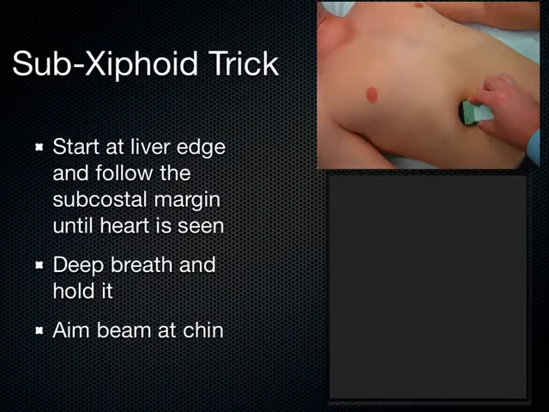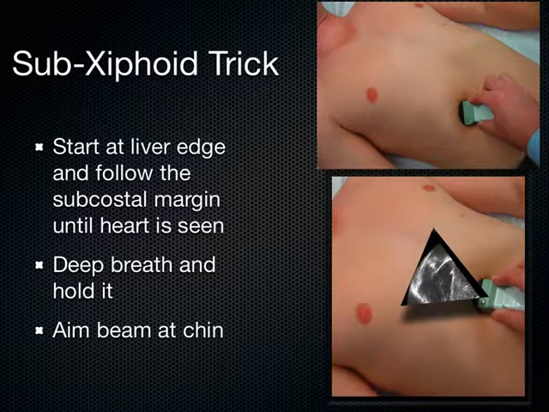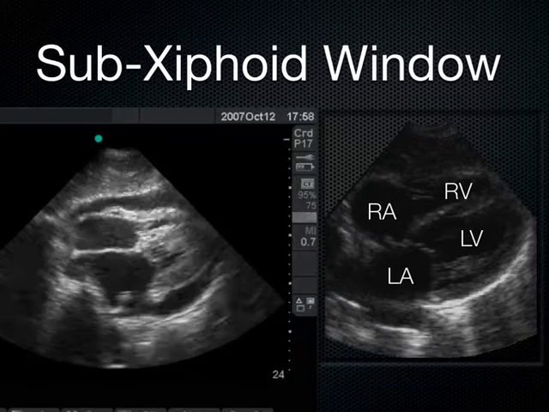Now, the trick to seeing that subxiphoid view is to start over at the liver edge and follow it up into the subxiphoid margin. You look first at the liver, using that as your window, and then once you're in that subxiphoid notch, have the patient take a deep breath and hold it, aim the beam towards the chin, and this is what you see.